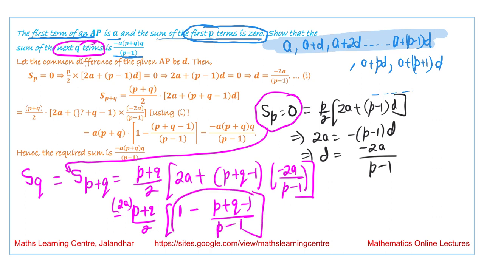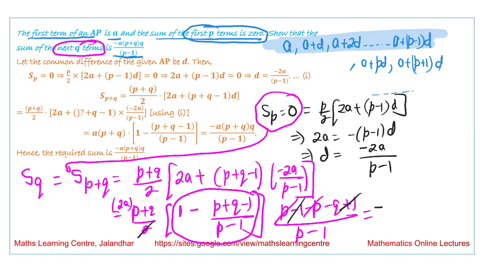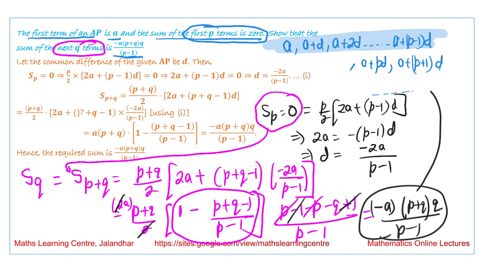Now on taking the LCM over here, we obtain [(P − 1) − (P + Q − 1)]/(P − 1). What we obtain from this is, the 1 and 1 get cancelled, and the 2 and 2 get cancelled. We are left with −A(P + Q)Q/(P − 1), and this is what we have to prove.